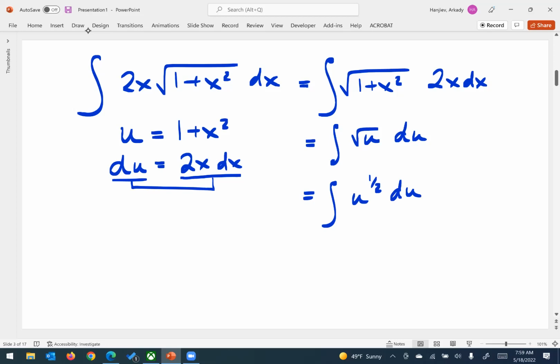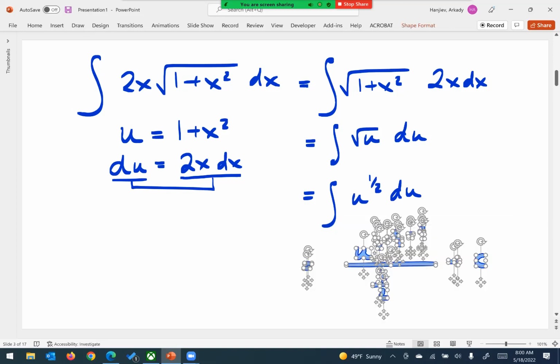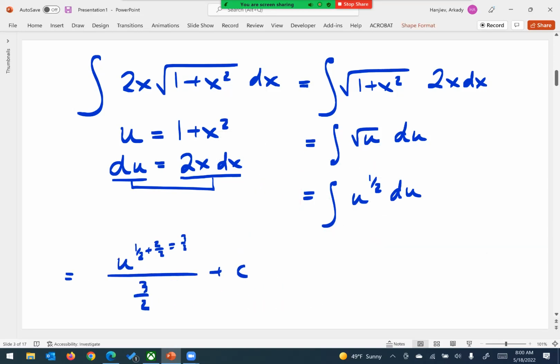No problem. We're going to take the exponent and add 1 to it. So boom, 1/2 plus 2/2 is 3/2. And we're going to divide by that, 3/2, plus c. Let me make it a little easier to see. I'm going to move this over. Okay, so then u to the 3/2.